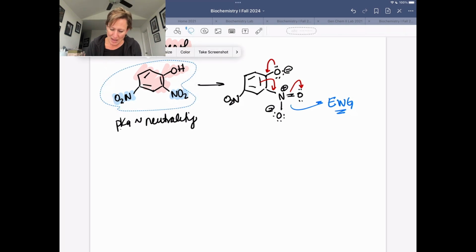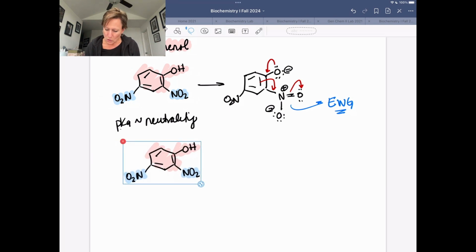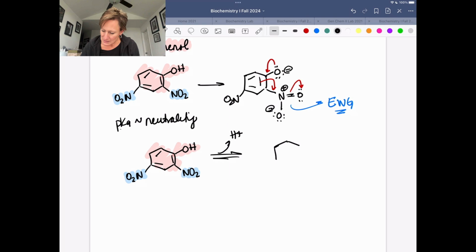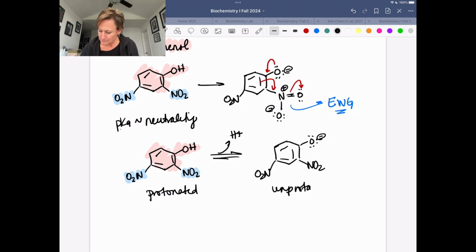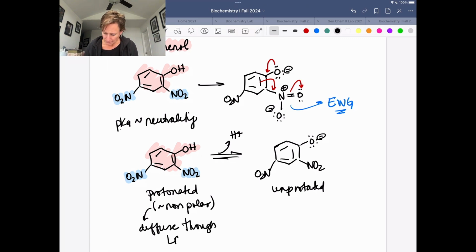So again, I'm going to copy this here, and show it in its protonated and then deprotonated form. So if I lose a proton, I'm going to generate this molecule, and even though it can be resonance stabilized, I'm just going to show it simply as this guy. Okay, so I've got my protonated form and my unprotonated form. Here's why this is important. My protonated form is relatively nonpolar. It can diffuse through the lipid bilayer. My unprotonated form cannot.